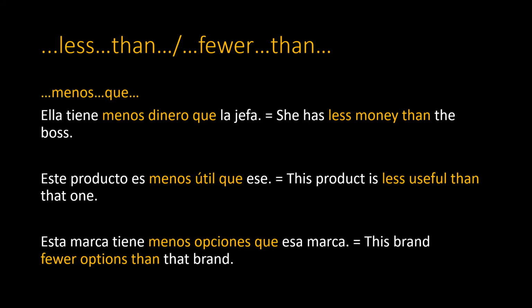To say that something is less than, smaller than, or fewer than, you use typically menos que. Ella tiene menos dinero que la jefa. Menos dinero que, less money than. In the second example, este producto es menos útil que ese. Menos útil que, less useful than. And in the third one, esta marca tiene menos opciones que esa marca. Menos opciones que, fewer options than.